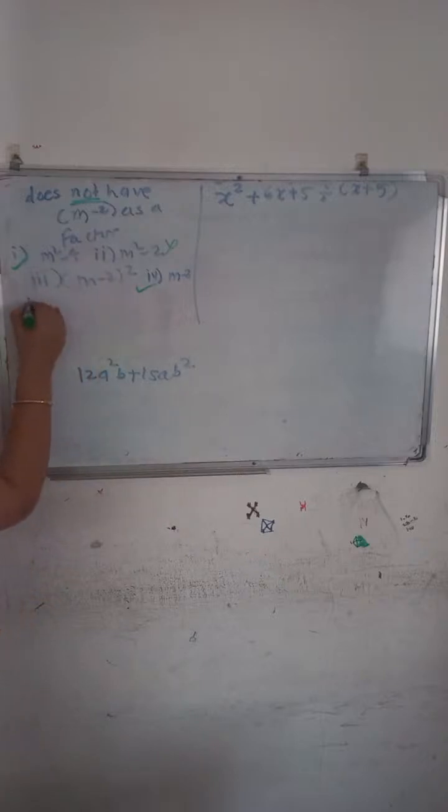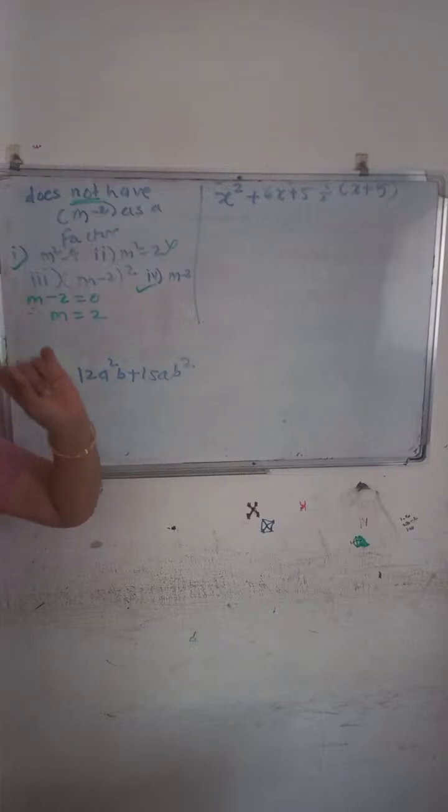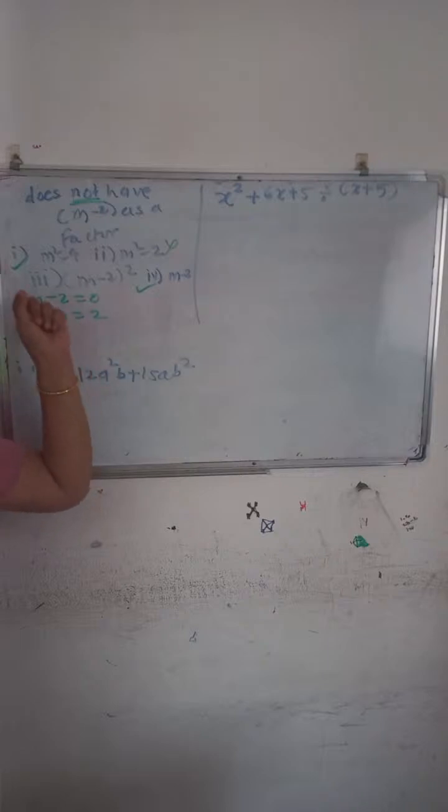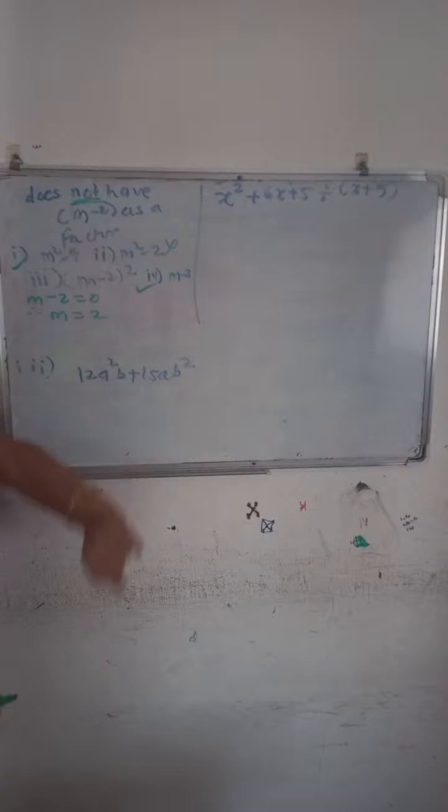Because how we are solving: m minus 2 is equal to 0, then m is equal to 2. So wherever you keep the value of m as 2, if the answer gives 0, that means it is a factor of the given equation. But that will not be true in the second option. So the second option does not have m minus 2 as a factor.